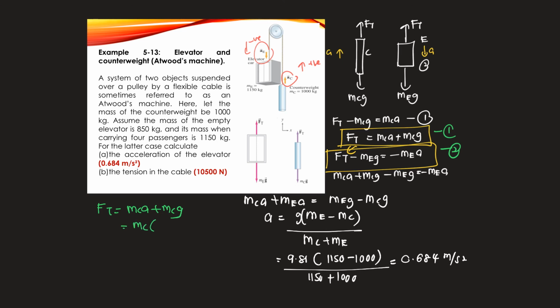So mc (a plus g), where my counterweight is going to be 1000. Acceleration is 0.684 plus 9.81, so you are going to get 1.05 power of 4 Newton. Okay, as simple as that. That's why it's very important for you to come up with the equation, because it's much easier instead of combining everything in one object.